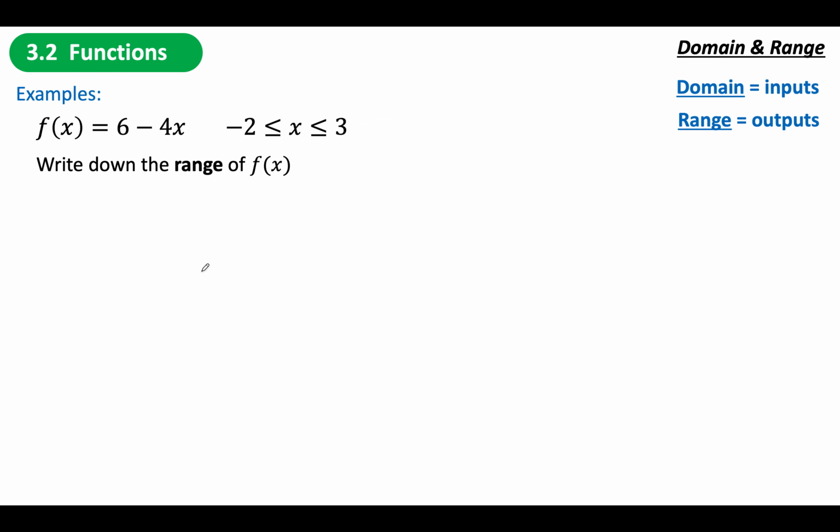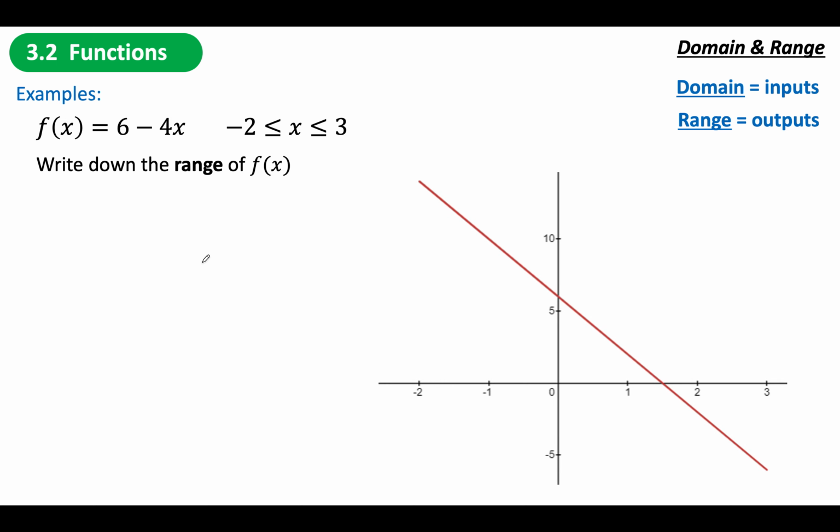So I might start thinking about, okay, well, what would my graph look like? Well, let's put in f of negative 2. Let's just try these extreme numbers and see what we get. f of negative 2 will be 6, take away 4 lots of negative 2. Well, 4 times negative 2 is negative 8. If I'm doing 6, take away negative 8, it's going to turn into an addition sum there. So 14.